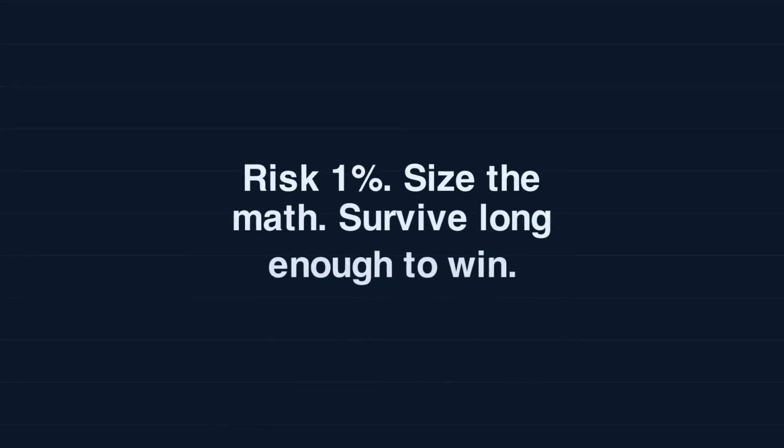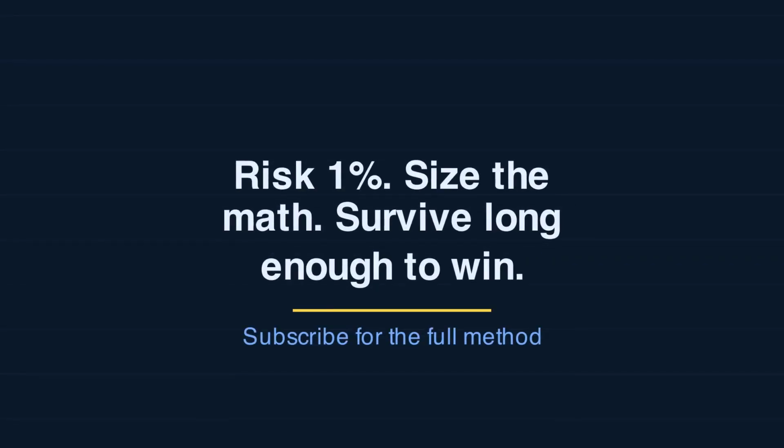So, position size equals account times 1% divided by stop distance. Fixed fractional, not fixed dollar. Don't double after losses, don't size up on conviction, recalculate after every win and loss. The math is what keeps you in the game long enough for your edge to play out.